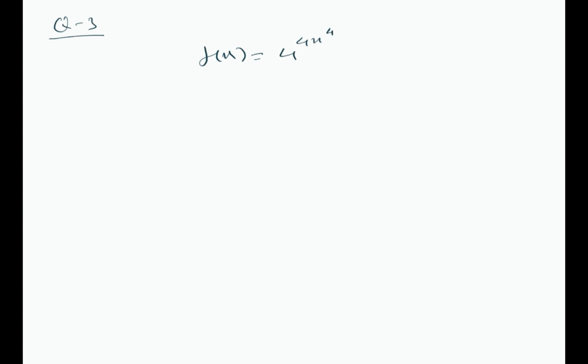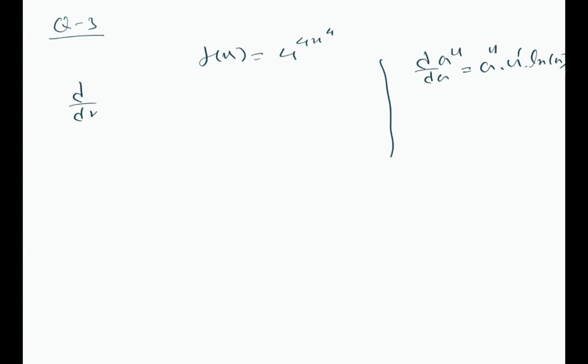Okay, so to solve this kind of problem, we need to use one formula. You will find it in the formula sheet, but I am writing it here again. So it would be d/dx of a to the power u is equal to a to the power u times u prime, where u prime is the derivative of u, times ln of a. So we need to apply this formula.